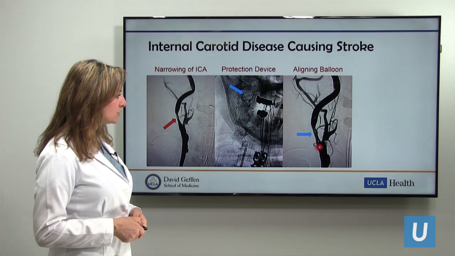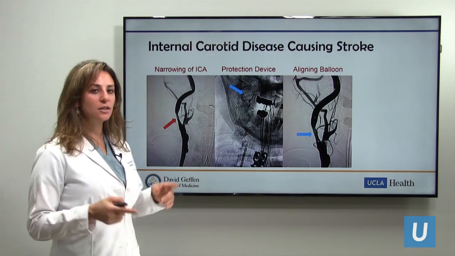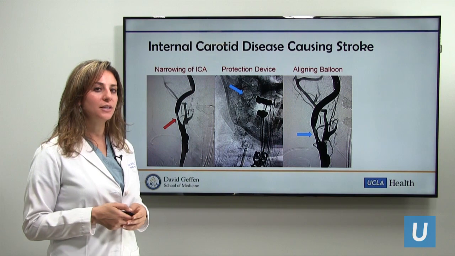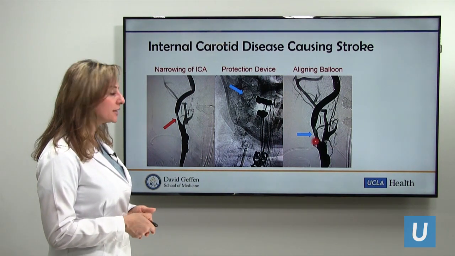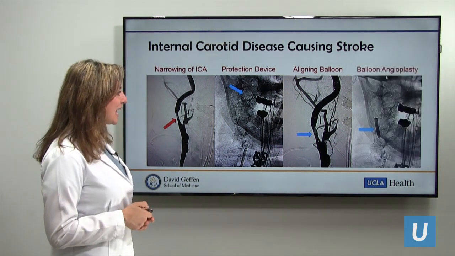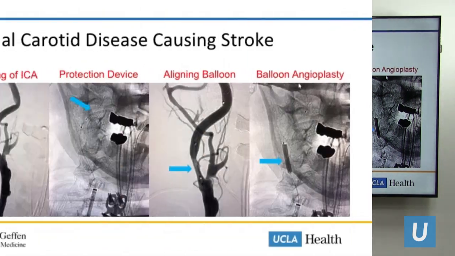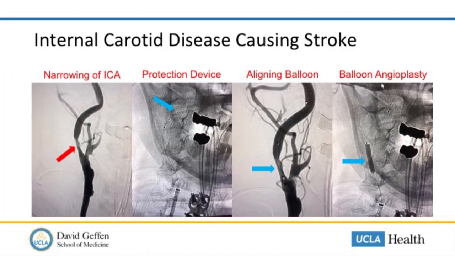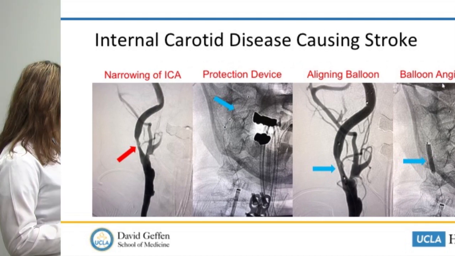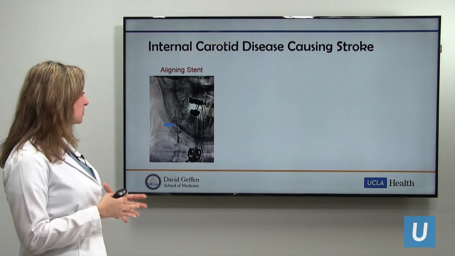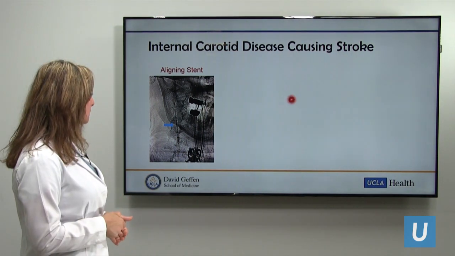And here you see these two little white dots. These are actually showing us where the length of the balloon is, so we can target it appropriately over the area of narrowing. And what you see in this last image is the balloon inflated, now cracking open the plaque, so we can be able to deliver the stent. So next, through the same catheter, through the same tunnel or tube, we are delivering the stent.